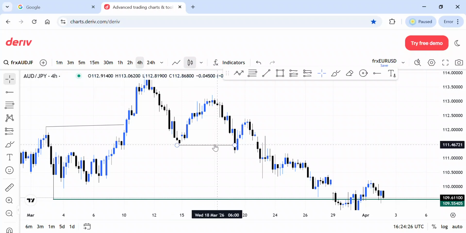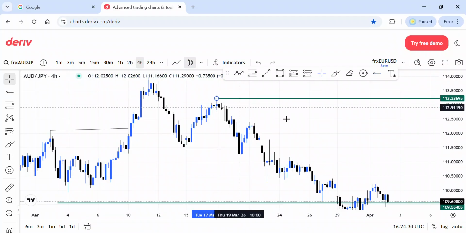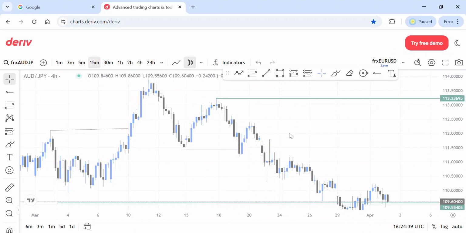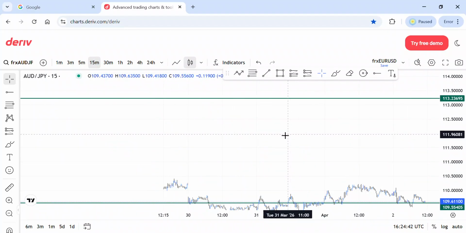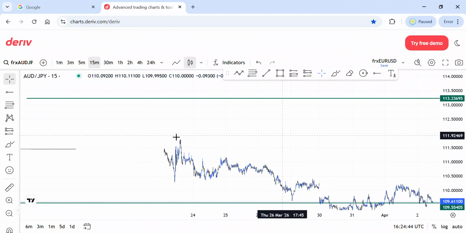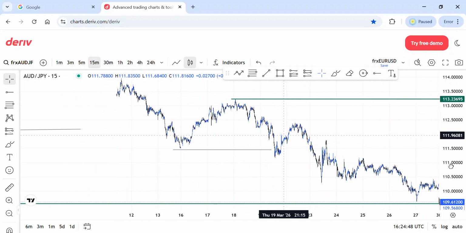So we have what? We have a breakout here to the downside. Let's see if we are going to be seeing a confirmation to sell as per the breakout structure thinking. Okay, let's go to 15 minutes. Let's see if we are going to be seeing a valid breakout structure to sell the market.